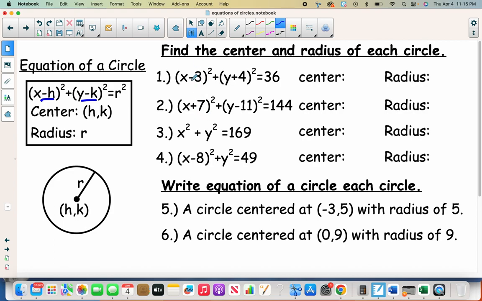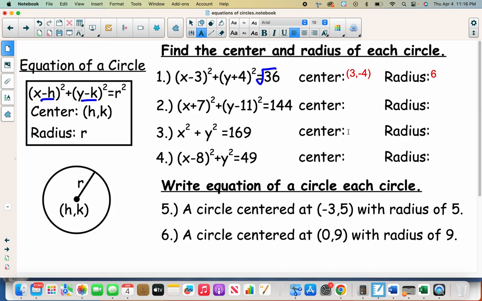Number 1 says x minus 3 squared, y plus 4 squared equals 36. So we're going to do the center first. The center is always opposite. So this center is a positive 3 and a negative 4. Okay? And then, like I said, to find the radius, we're going to square root this. What's the square root of 36? The square root of 36 is 6. So this radius is 6.